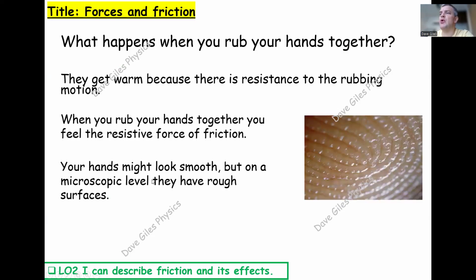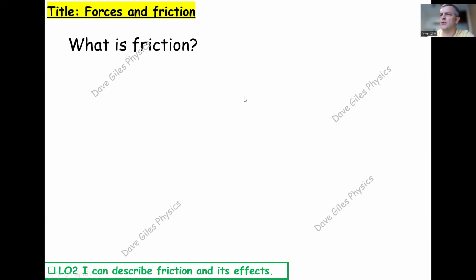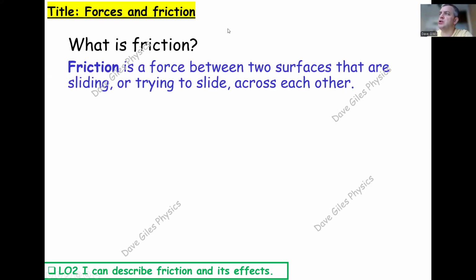Your hands might look smooth, but on a microscopic level, they'll have rough surfaces. Even if you look at your finger now, you can see your fingerprint, which is a rough surface. So what is friction? It's a force between two surfaces that are sliding or trying to slide across each other. Friction opposes motion, so it always acts in the opposite direction to motion.